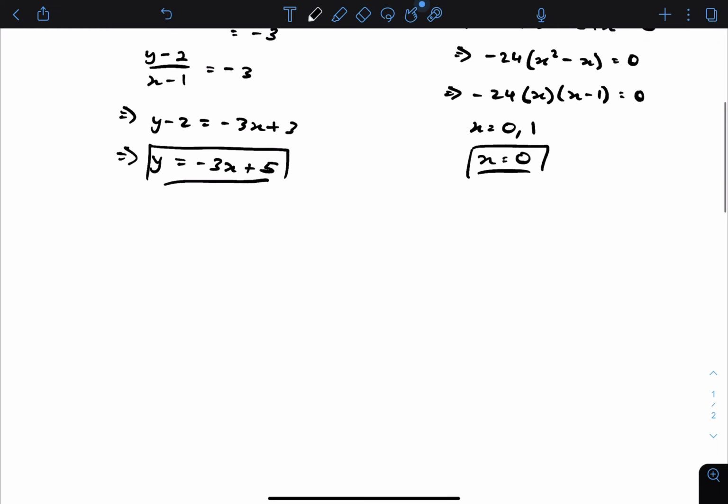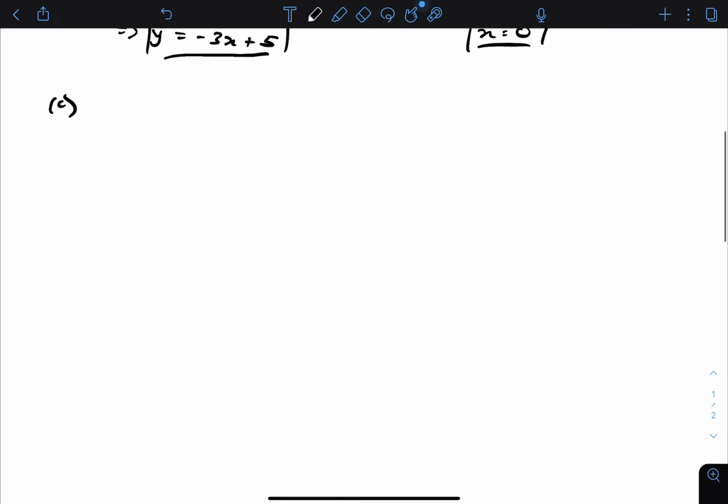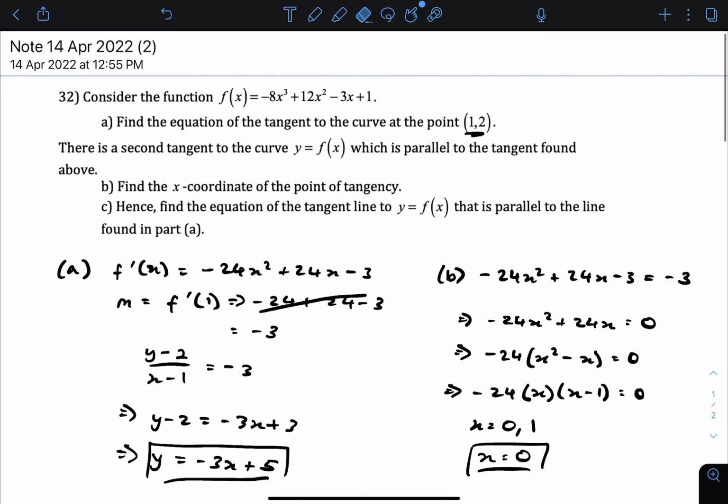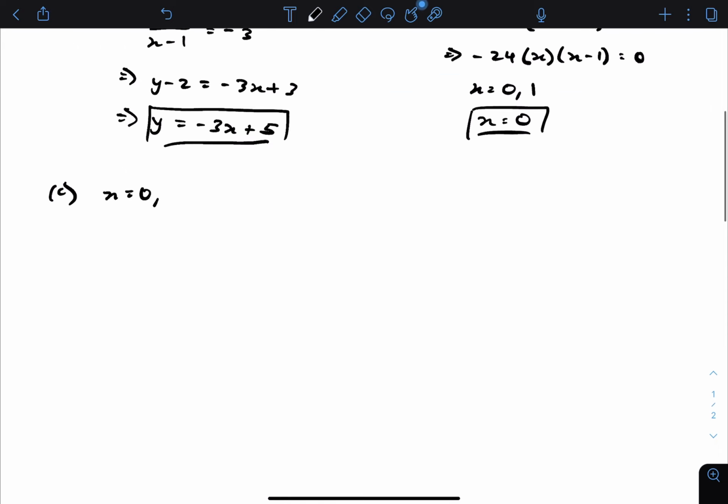Now let's go into part C. So hence find the equation of the tangent line to y equals f of x, as parallel to the line found in part A. So we know the second x-coordinate is x is equal to 0. So we're going to use that as our coordinate. We just have to find the y-coordinate. So when x is equal to 0, that just means that with f of x, the parts containing x will become 0 since anything times 0 is 0. And we're left with 1. So our coordinate is (0, 1). Y is equal to 1.